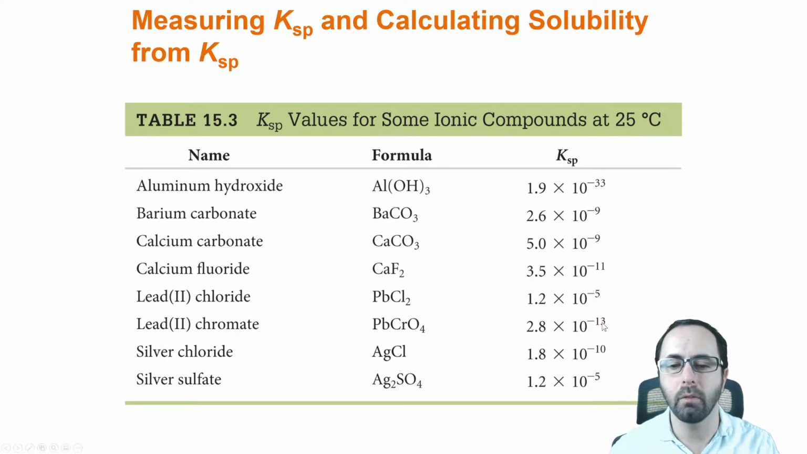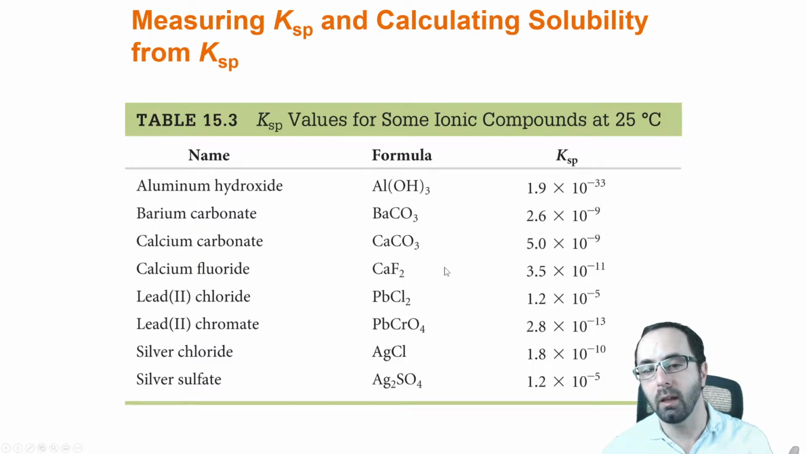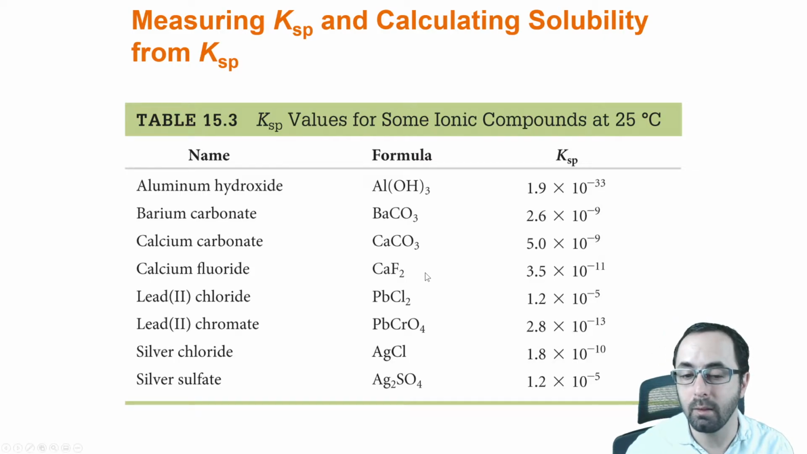But these are the Ksp values for a variety of different ionic compounds. You have a more full listing of Ksps in the appendix. I posted the appendix with all kinds of Ks in last week's module, so you can find them there.